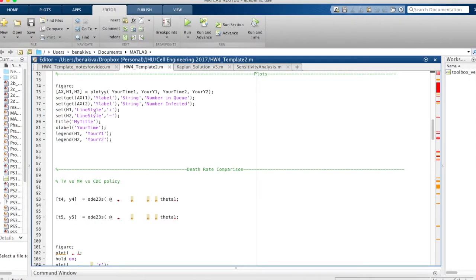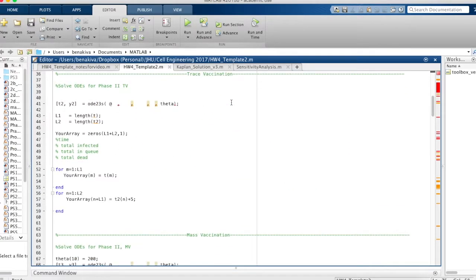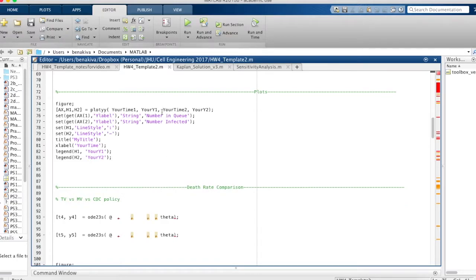So here most of the code is written out for you, but basically y1 is going to be the number in the queue for first. You'll do this for the trace vaccination case, and then your y2 will be the number infected, and you set up these arrays here that have the number of infected and the number in the queue for each time point from 0 to 300 days. So you're just going to plot those. And then you're going to do the same exact thing for the mass vaccination strategy in a separate figure.